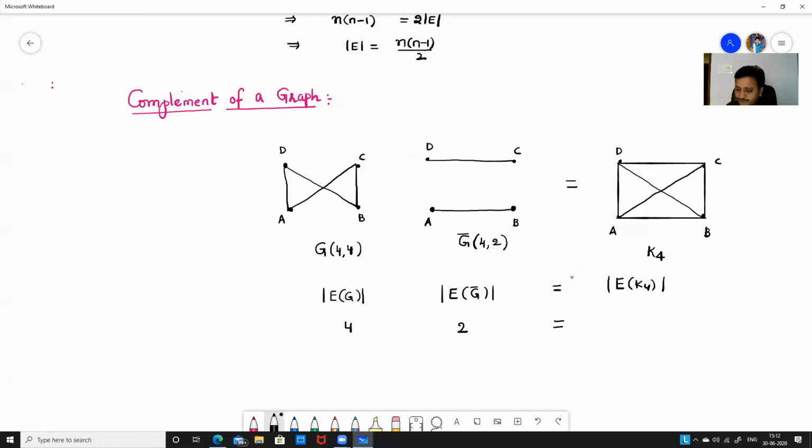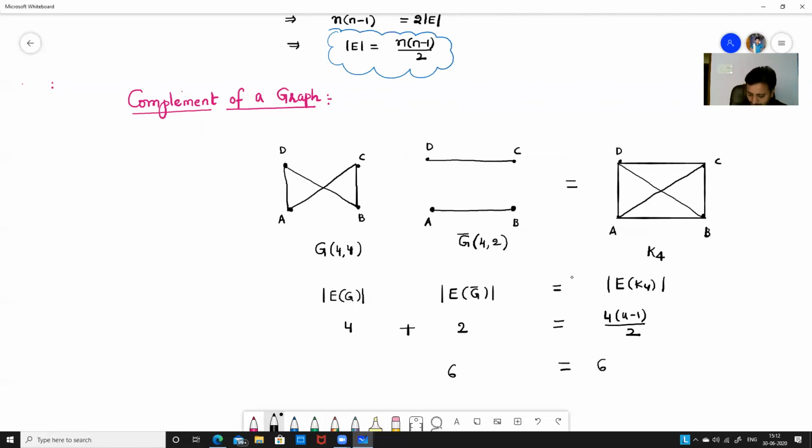How many edges are there in K4 according to the previous formula? Please look at this formula. Number of edges in Kn is n(n minus 1)/2, right? So the number of edges in K4 is nothing but 4 times (4 minus 1) by 2. On the left side we have 4 plus 2, which equals 6. Right side also we are having 6.